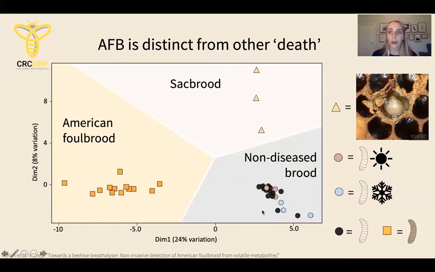With just this data on volatile profiles, we were able to use a model that was able to classify the condition of the brood as being American foulbrood, sac brood, or non-diseased with an accuracy over 97%.